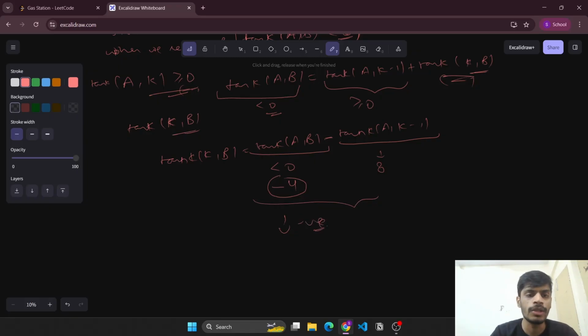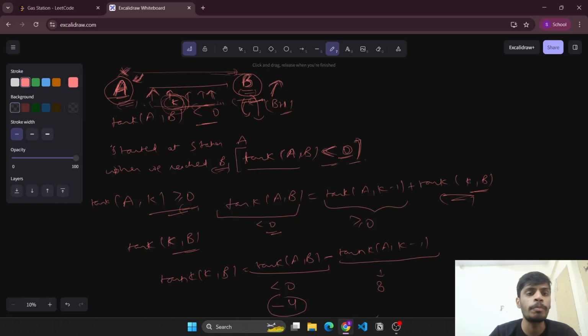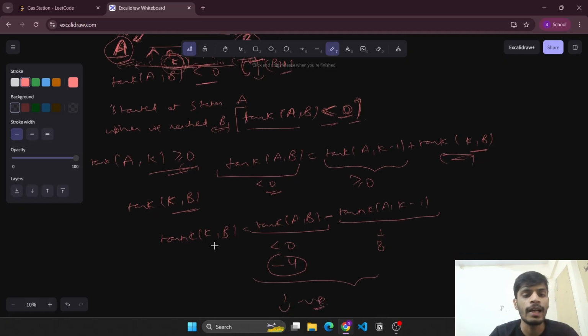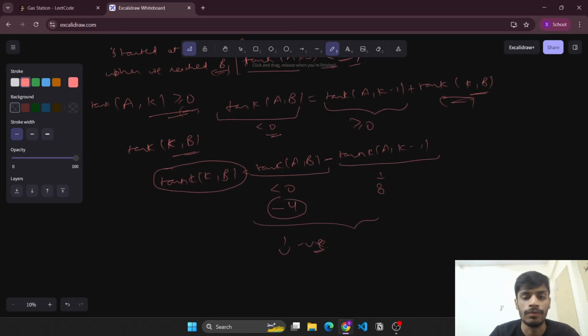What did we observe? If we have a starting index A and at exactly B the tank value becomes negative, then we cannot pick any starting index which lies between A and B, because the tank between them, the amount of gas minus the cost, will be negative.